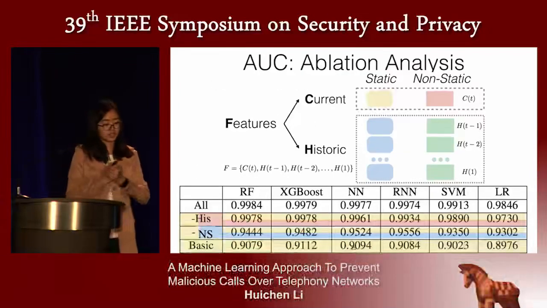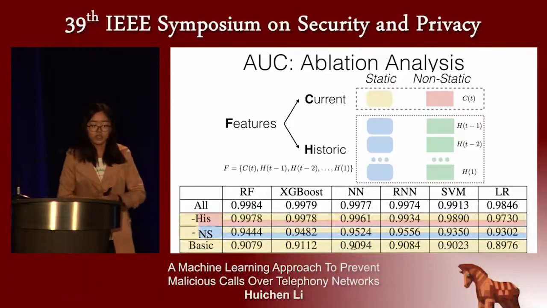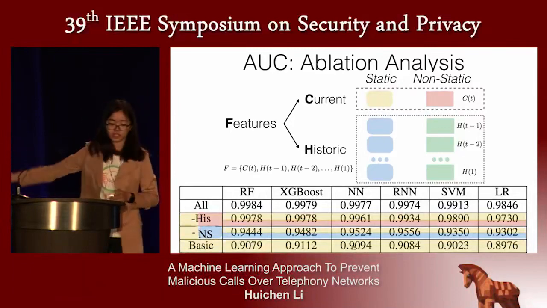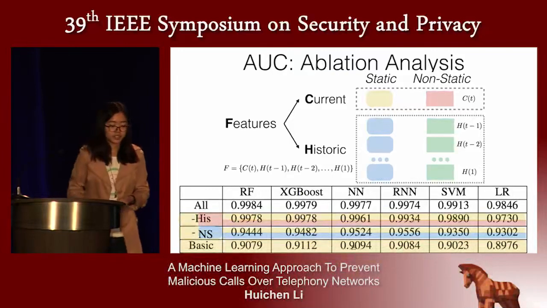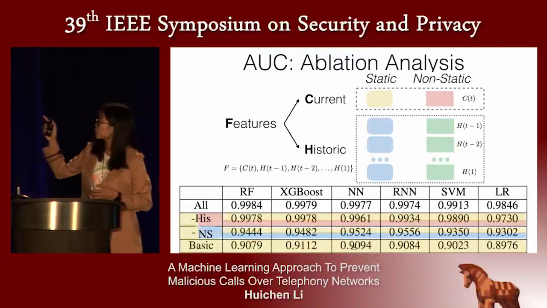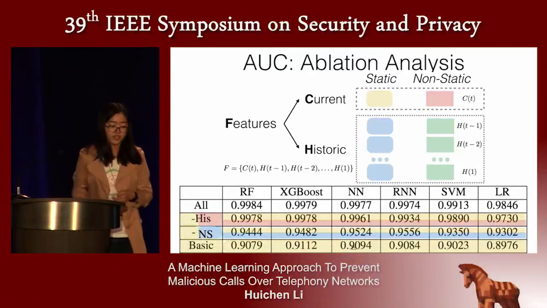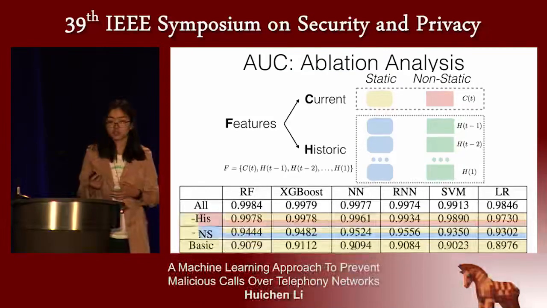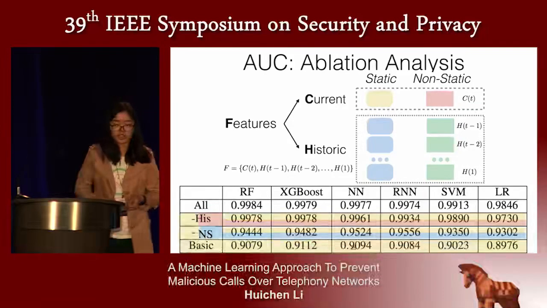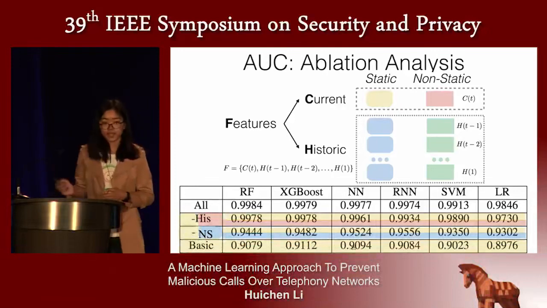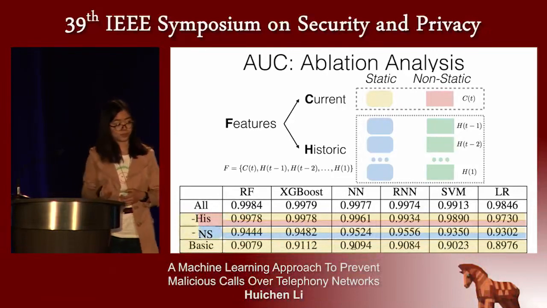Also, we did an ablation analysis on the features. The first line "or" here indicates that we use all the 4 blocks of features, and minus HS means we exclude the historic feature vectors, and we just use the yellow and the red blocks of features there. And minus NS means we don't use non-static features, and basic, we only use the yellow feature box there. As you can see, the performance is best if we use all the features as expected.